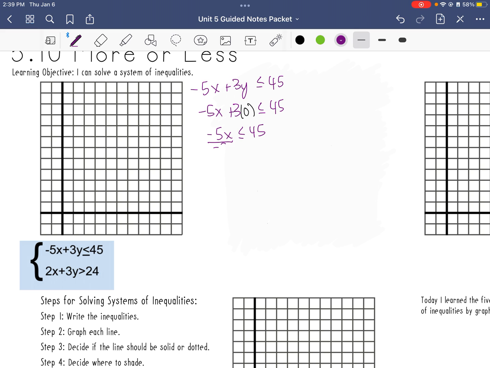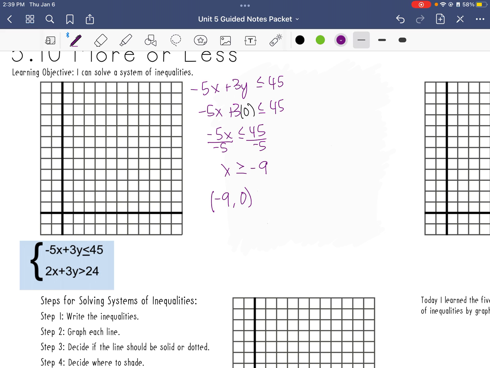Now to solve, we would divide by negative 5. So x would be greater than or equal to negative 9. Remember, when we divide by a negative, we flip our sign around. So x is greater than or equal to negative 9. But that's not really what an x-intercept looks like. Remember, x-intercepts should be points. Okay? So our x-intercept should be the point negative 9, 0.